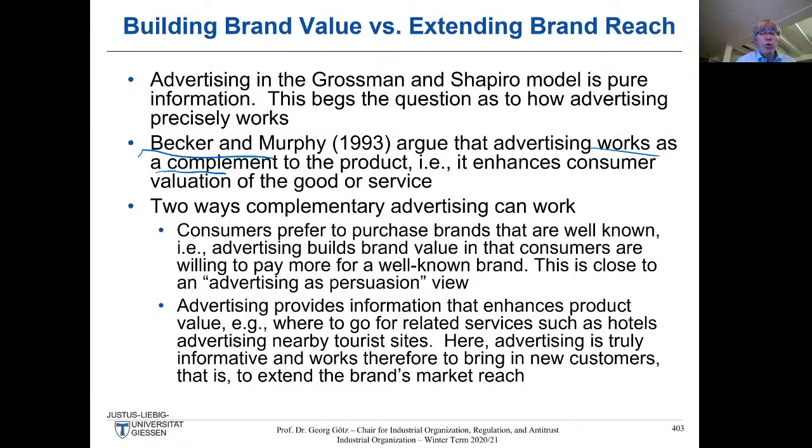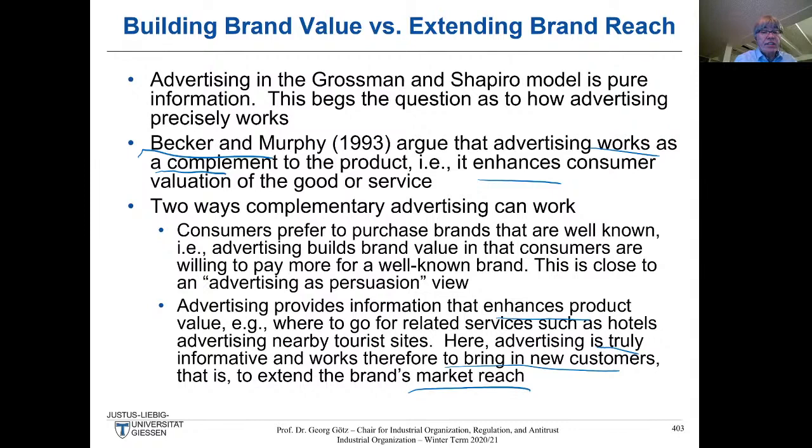Somehow what they say here is that advertising provides information that enhances product value. So for instance, here the example is that you get information about related services. If you have a hotel and they advertise on their website that there is a nice gorge you can attend, do some hiking, this increases your willingness to pay for this product. Here advertising would be truly informative and therefore brings in new consumers, and it extends the brand's, or in that case the hotel's, market reach.